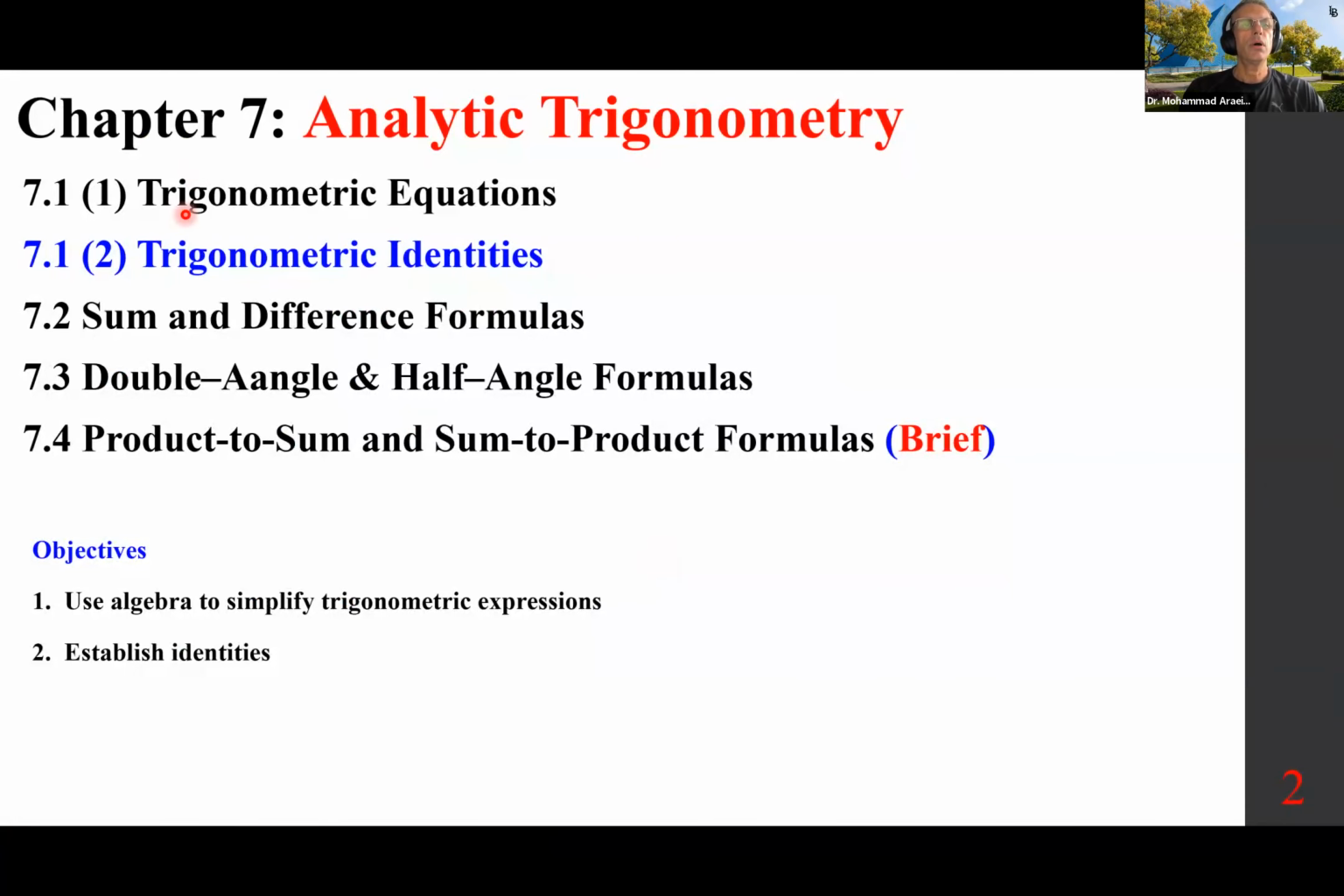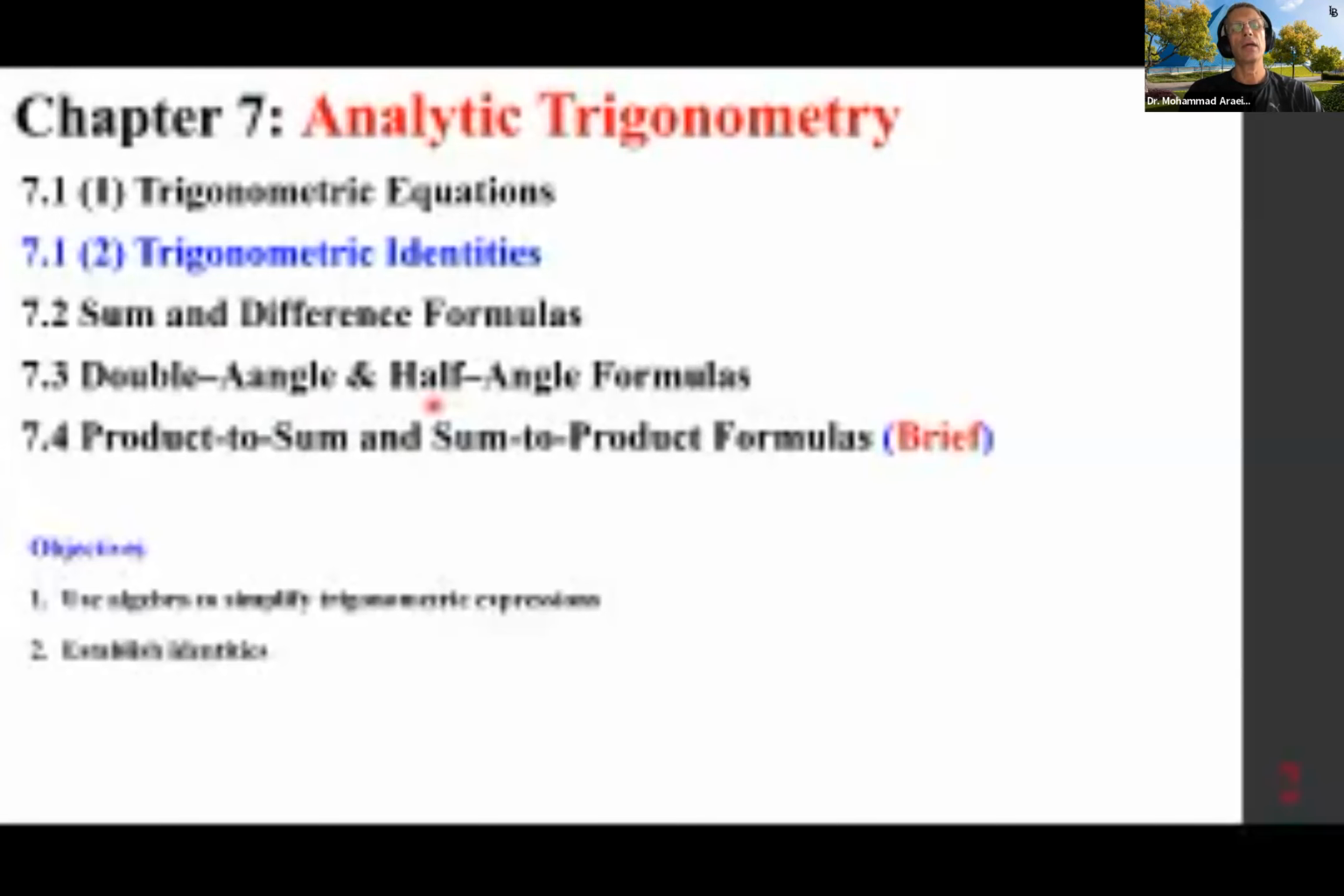So we already covered trigonometric equations. We're going to go with trigonometric identities, sum and difference formulas, double angle and half angle formulas, and product to sum and sum to product formulas briefly. So the objective is to use algebra to simplify trigonometric expressions and establish identities.